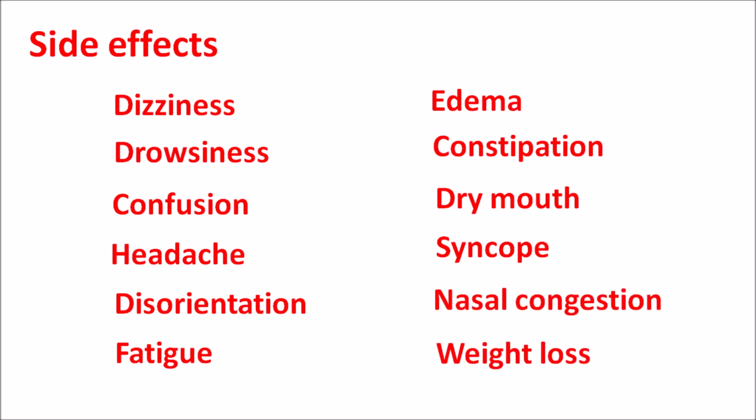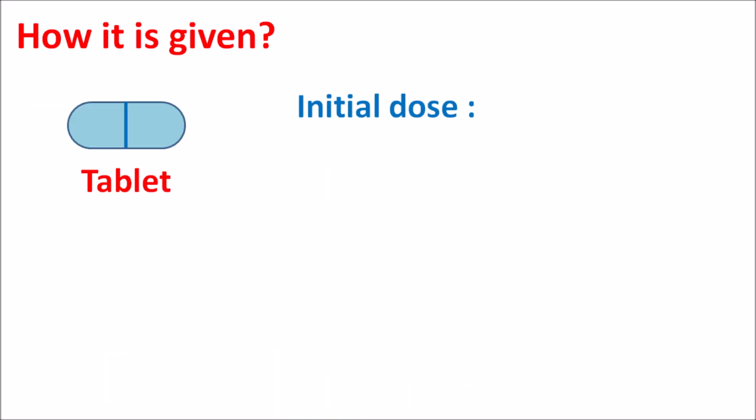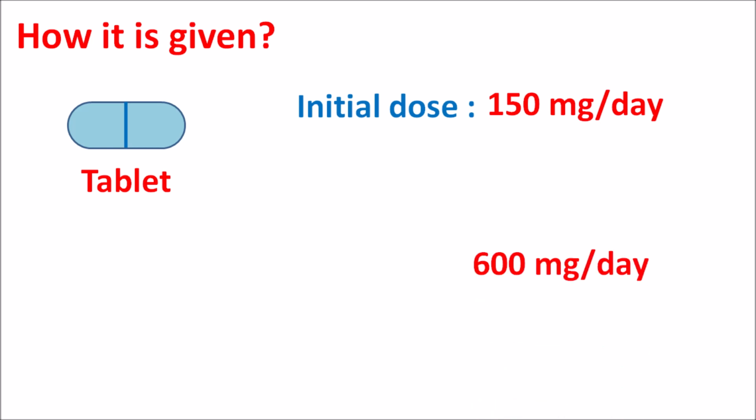How is it given? This drug is given in tablet form, and the initial dose of the drug is started at 150 mg per day, which is given as divided doses. The dose can be slowly escalated up to 600 mg per day, again given as divided doses.